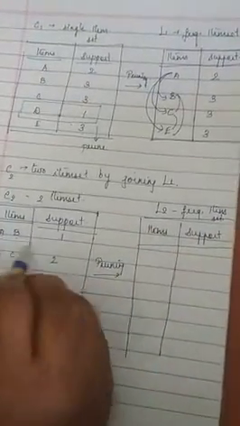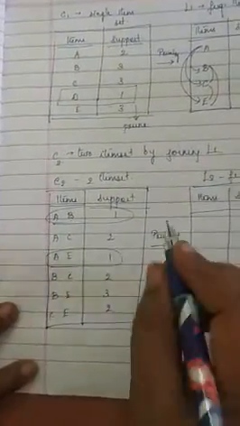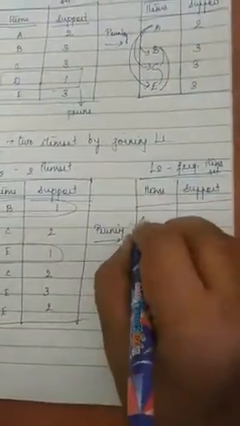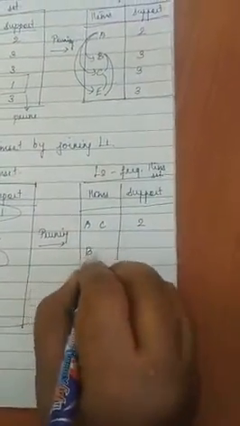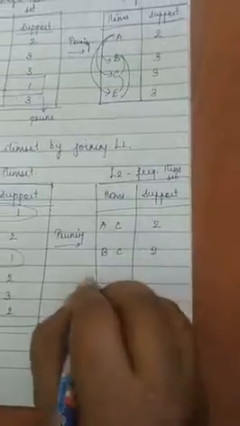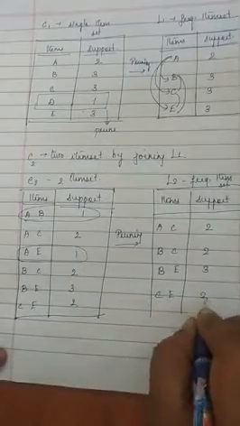So this AB and AE gets pruned. So remaining AC 2, BC 2, BE 3 and CE 2.